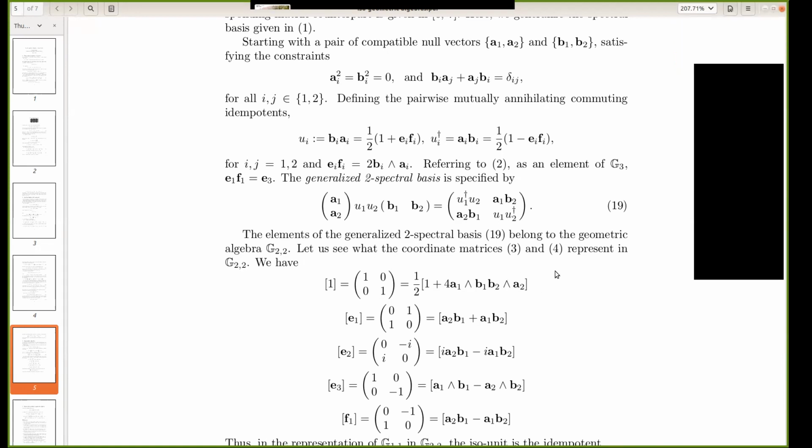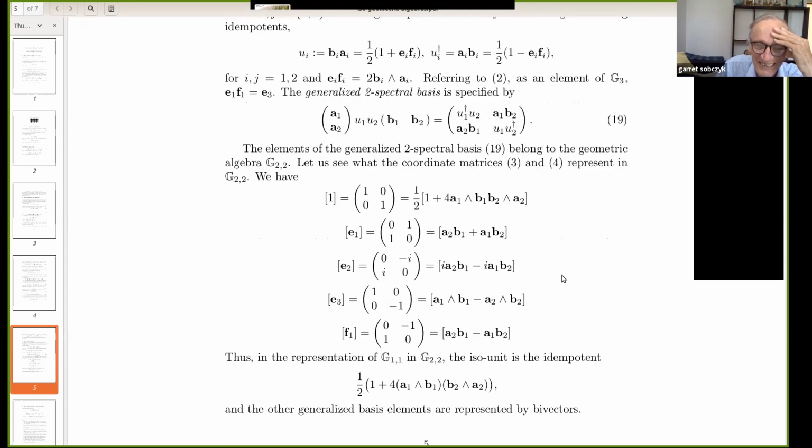The 4 vector is an element of G22. That's right. Yeah. So G22, exactly, which you can consider to be a tensor product of G11 with itself. You have to be a little careful. So, okay, so here you have the elements then.